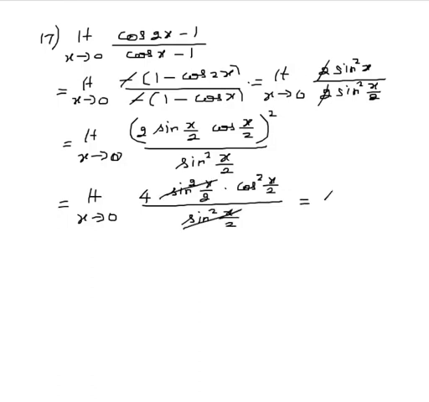Now we can apply the limit. Cos square 0 by 2. 0 by 2 is 0 and cos 0 is 1. 1 square is 1. Therefore, the answer is 4.